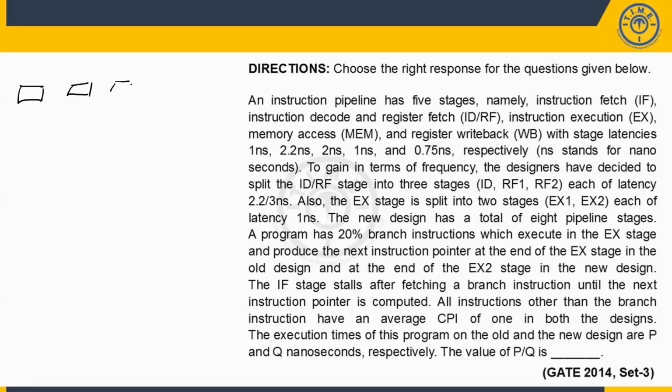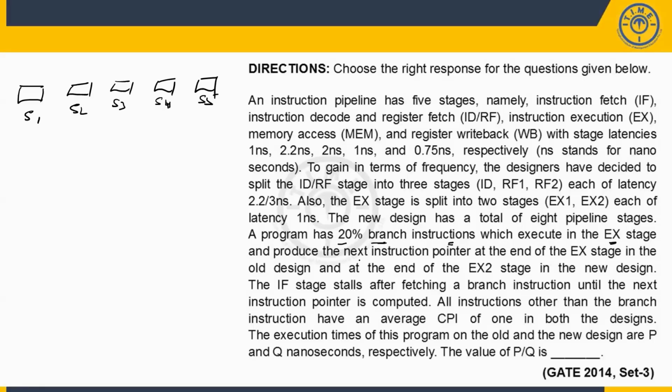I'll explain it using the simplest example. Stage 1, stage 2, stage 3, stage 4, stage 5. Now here, what is the question? According to the question, there are branch instructions, right? 20% of branch instructions. A program has 20% branch instructions.